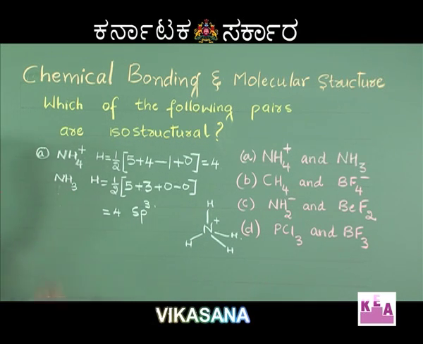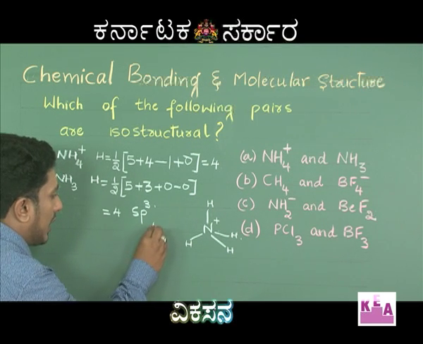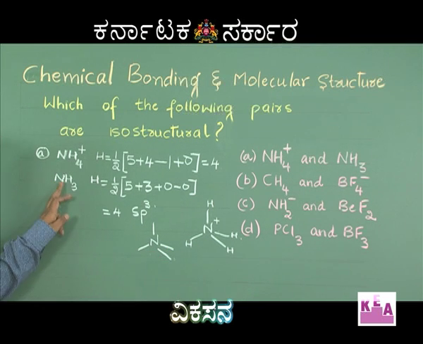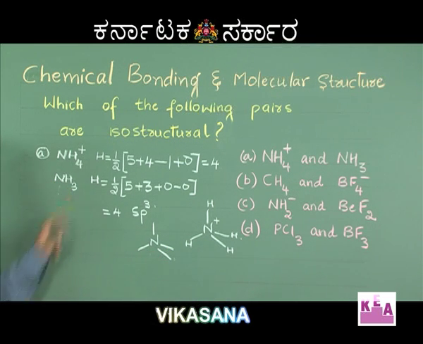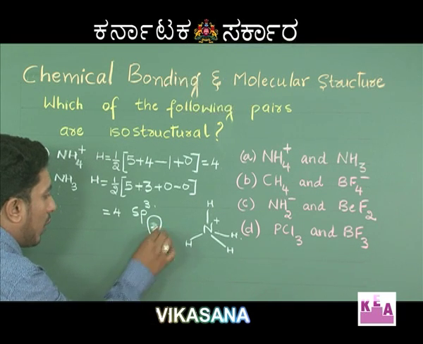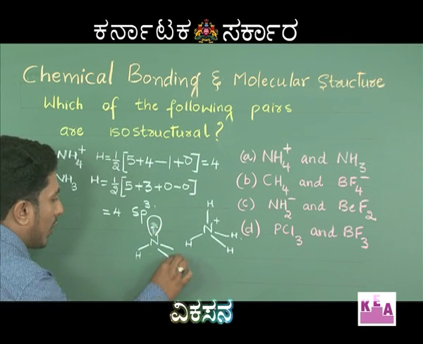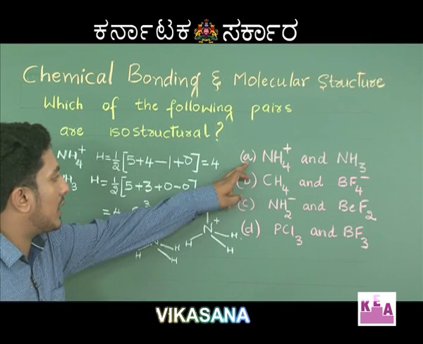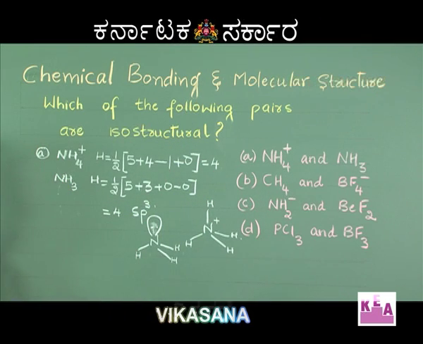That is, in ammonia, since the hybridization is sp3, the geometry should be tetrahedral. But this contains 3 bond pairs and 1 lone pair. So out of the 4 positions, 1 position will be occupied by the lone pair and the 3 positions will be occupied by bond pairs. Hence, NH3 has a pyramidal shape, whereas NH4 plus has a tetrahedral shape. Hence, option A is not the right answer.